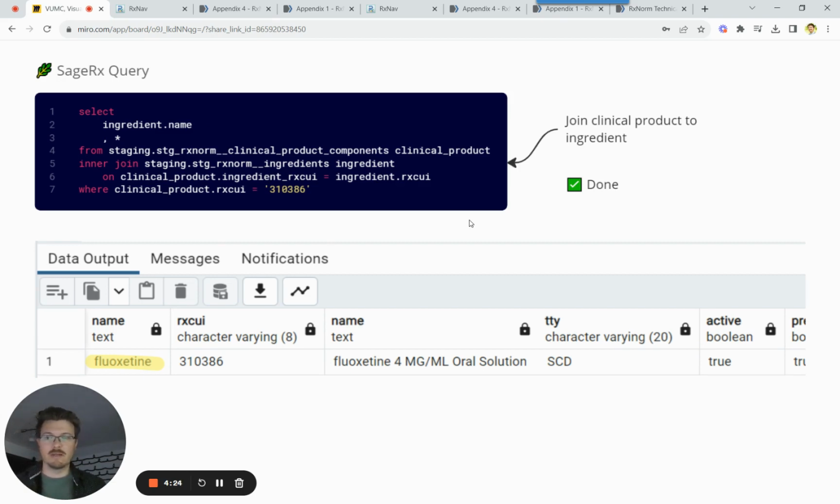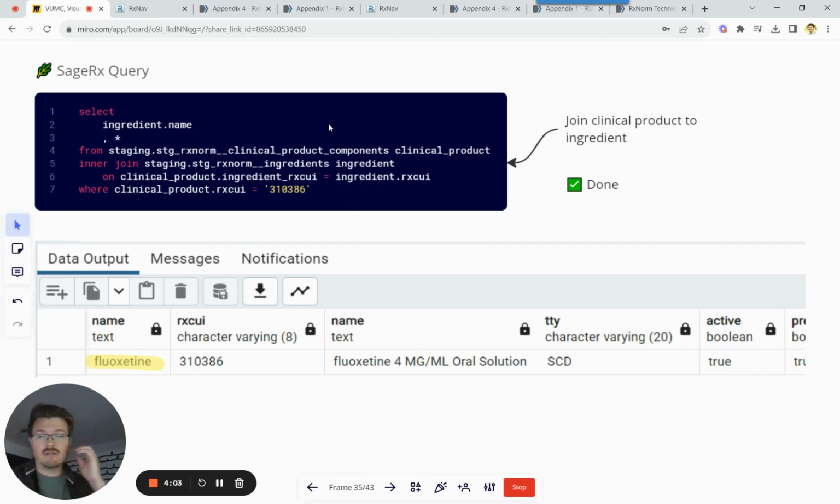So this was the example query we left off with, which was basically starting from a clinical product table, joining an ingredient table, specifying the clinical product ID that you wanted, and then getting the ingredient name. This query reads kind of like a paragraph, and you can kind of understand, even if you don't know SQL, what we're trying to do with this query.